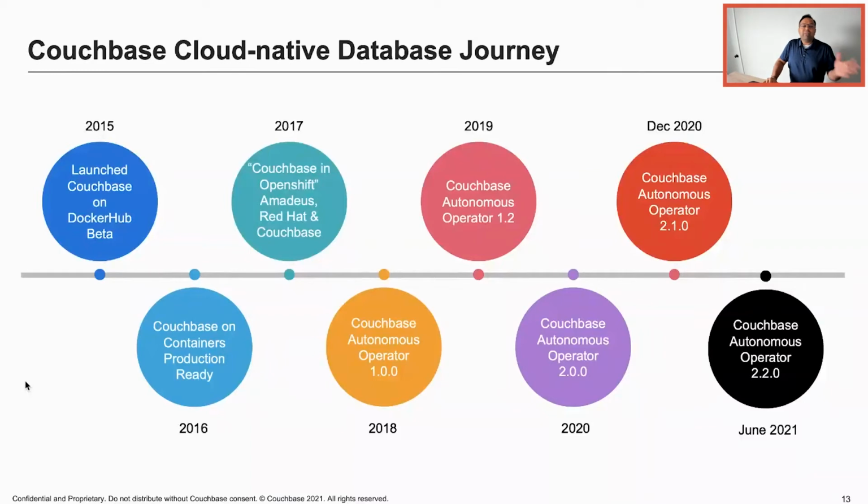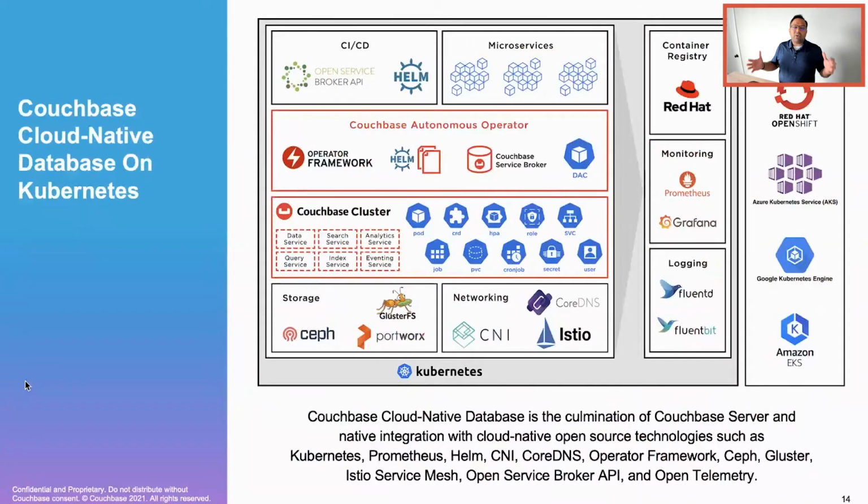The result of the last 4 years of effort and constant innovation is the full-fledged cloud-native database stack. The cloud-native database is a culmination of Couchbase Server, our core product, and the native integration with cloud-native open source projects such as Kubernetes, Prometheus, Helm, CNI, CoreDNS, Operator Framework, Ceph, GlusterFS, Istio Service Mesh, Open Service Broker API, and Fluent Bit. These are all in their own ecosystem. They are all the de facto standards.